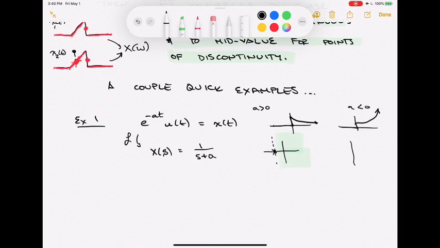The only difference there now is that if I had a less than 0, a root at minus a, minus a becomes plus, so it's going to be over here in the right half plane. We still have our region of convergence pointing off to the right of that guy, something like that. In either case, the Laplace transform existed.